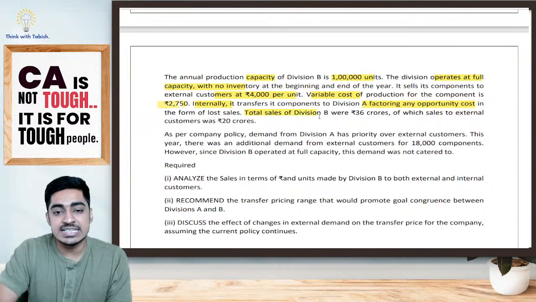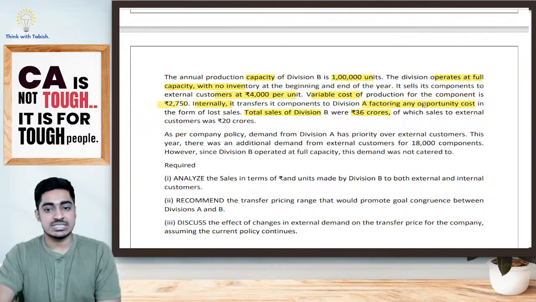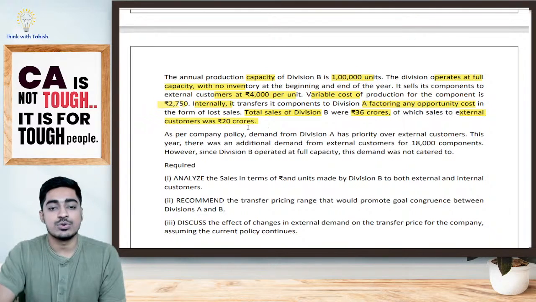What is the sales at division B? 36 crore is the total sale. To external customers we have sold 20 crores.